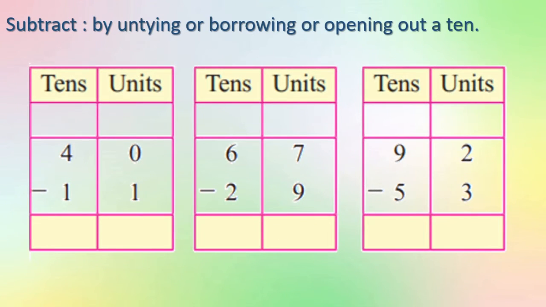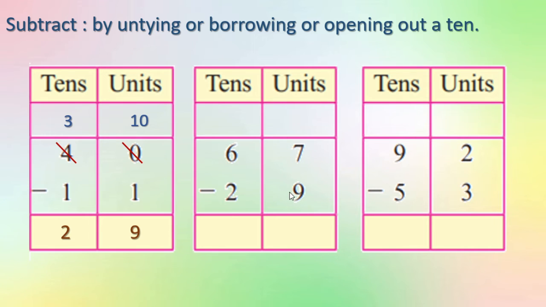Here this is from your textbook. Subtract by untying or borrowing or opening out a ten. Okay. Now we have 0 minus 1. Not possible, right? So you know what to do. Here 4 becomes 3 and 0 becomes 10. After untying, 10. So 10 minus 1 is equal to 9. 3 minus 1 is equal to 2. Yes. We'll move to the second sum.